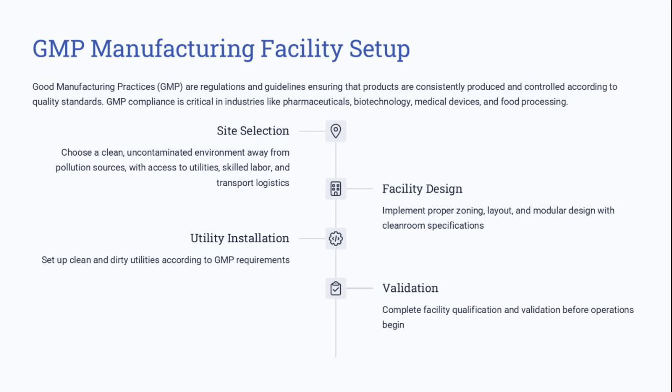Good manufacturing practices, GMP, are regulations and guidelines ensuring that products are consistently produced and controlled according to quality standards. GMP compliance is critical in industries like pharmaceuticals, biotechnology, medical devices, and food processing. The facility setup involves site selection, utility installation, facility design, and validation to ensure compliance with GMP requirements.